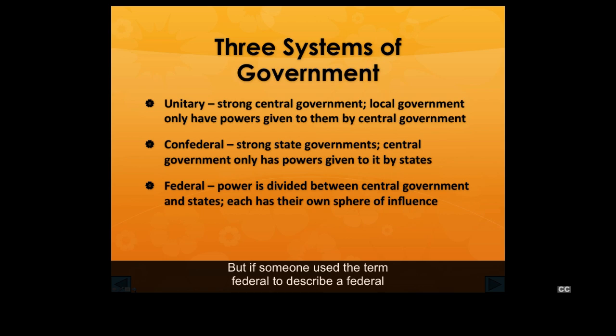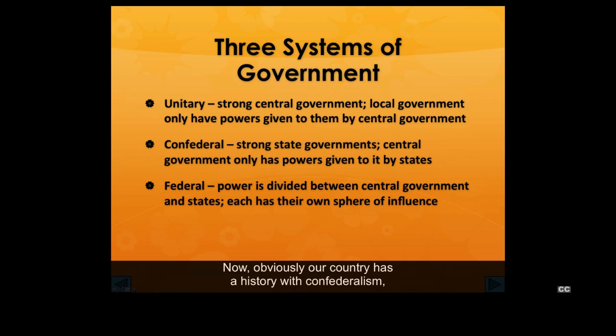But if someone used the term federal to describe a federal system of divided power, they'd be talking essentially about federalism. They'd just be referring to it as a federal form of divided power. So you really have to understand the context in which people are using these terms.